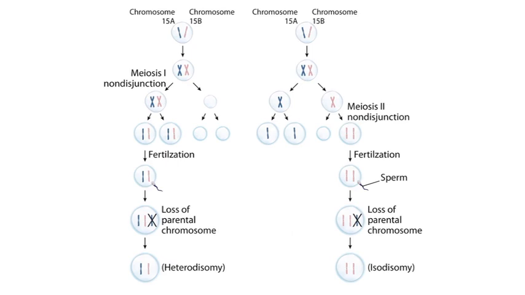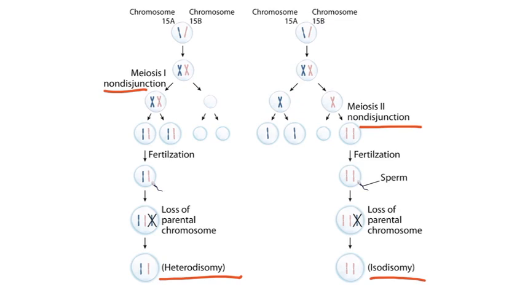This is a figure of uniparental disomy, which can be found in section 2 of genetics. Notice from the image that the left side illustrates non-disjunction during meiosis 1, resulting in heterodisomy, and the right side illustrates non-disjunction during meiosis 2, resulting in isodisomy. This figure shows the process occurring in an oocyte, followed by fertilization from a sperm, but it could also be the other way around.